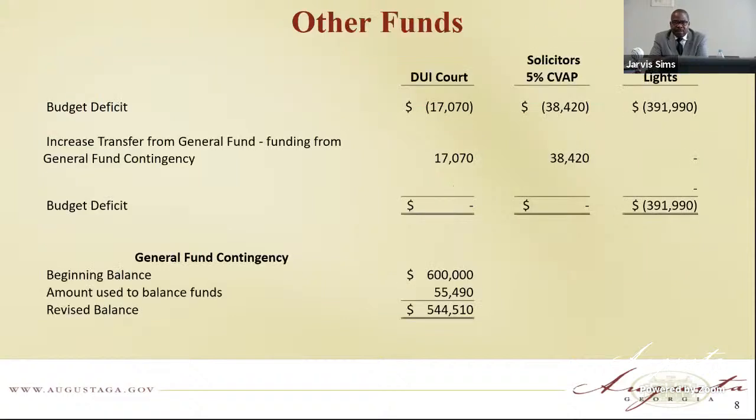The next slide. In the last presentation, we recognized there were 2 funds that were out of balance: the DUI court and the solicitor's 5% crime victims. Our recommendation now is to reduce the contingency from $600,000 and use $55,000 to address those funds, DUI court and solicitor, which would have those funds in balance. The next slide.